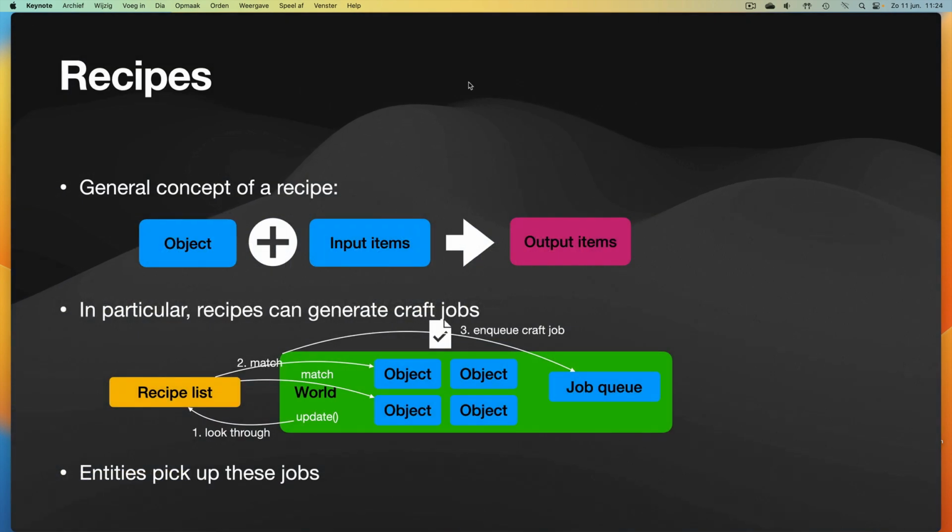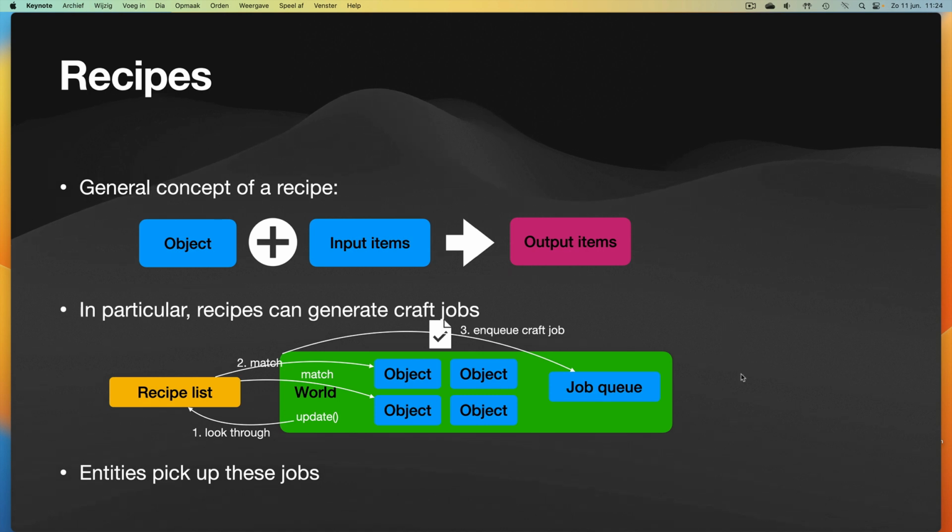Just as a quick recap, we're using recipes to tie objects where entities can work and various input items together to get certain output items. And today we're going to work on how the world interacts with this. We went over this twice before. We'll do it in a bit more detail today.